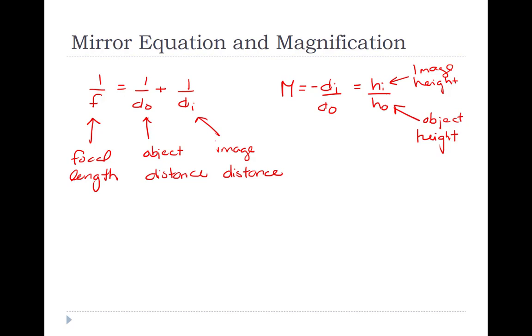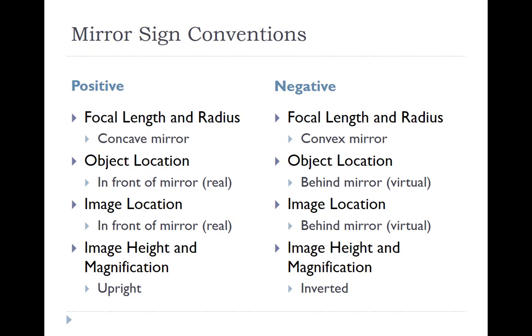To use these formulas, there are a set of sign conventions that you have to follow. Here are the sign conventions when using these formulas for mirrors. A concave mirror will have a positive focal length and radius. The convex mirror will have a negative focal length and radius. Really quick, remember that the radius of curvature is by definition 2 times the focal length.